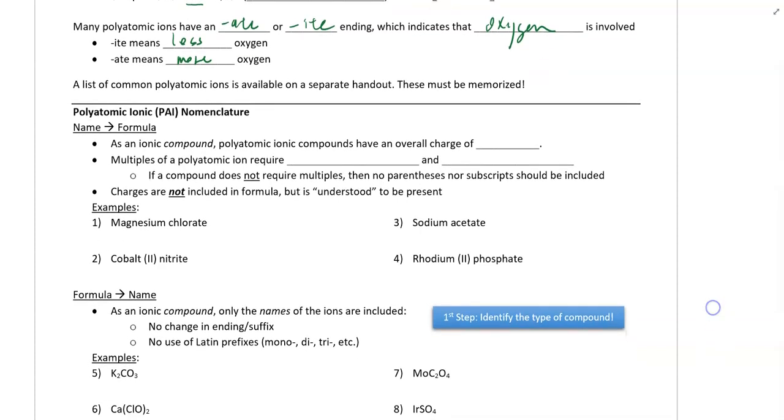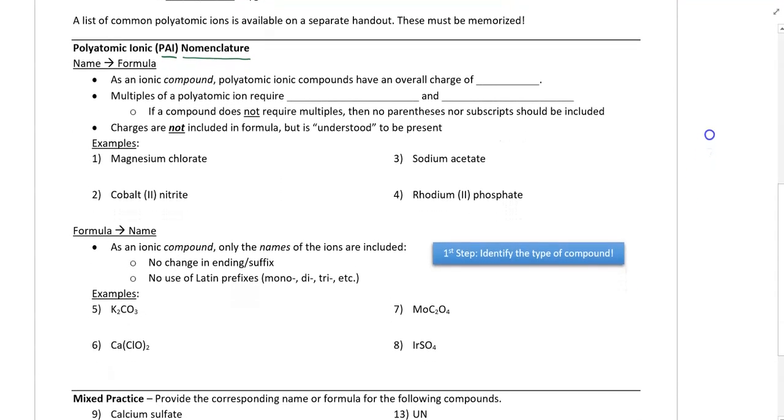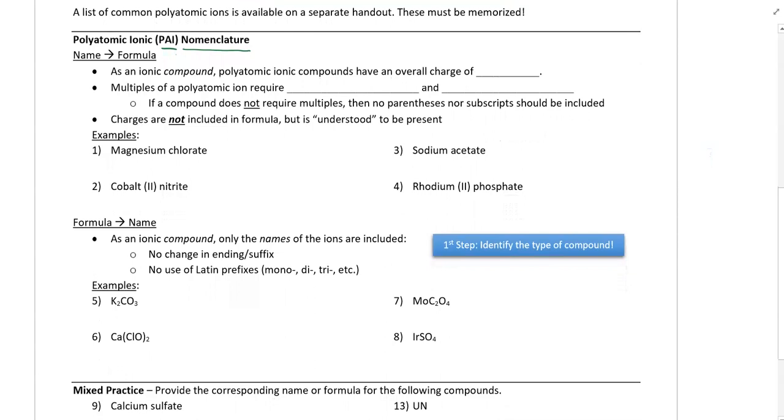All right, so now that we covered some of the basics of just the ions, let's go ahead and talk about these compounds. So we're going to talk about the nomenclature involving polyatomic ionic compounds. This is what we're going to abbreviate PAI, so polyatomic ionic. Now, when it comes to polyatomic ionic nomenclature, there are some very basic fundamentals that continue here. So going from a name to a formula, right?